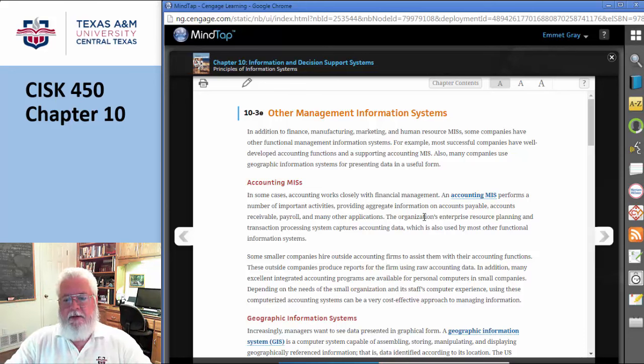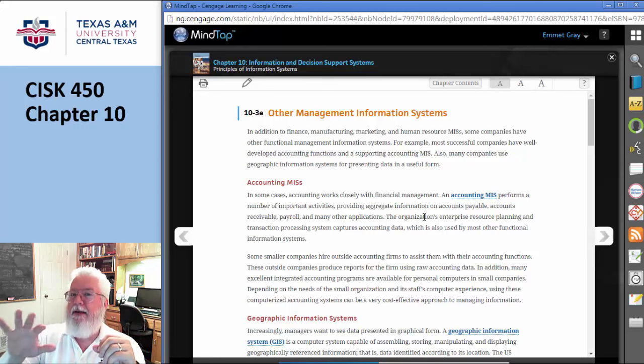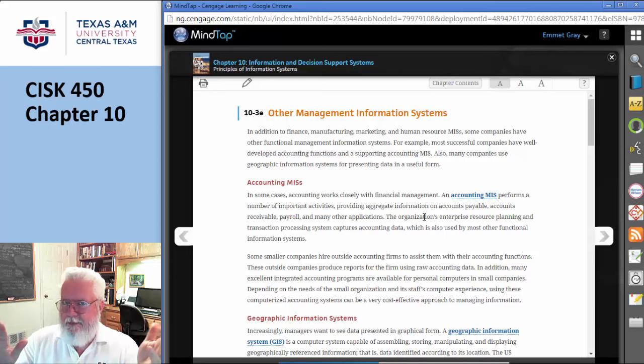All right. Now, accounting MISs could have 2 different faces. You could have cost accounting, and you could have managerial accounting. Managerial accounting is slightly different. Managerial accounting is all about the stuff you would see on a dashboard of a CEO.